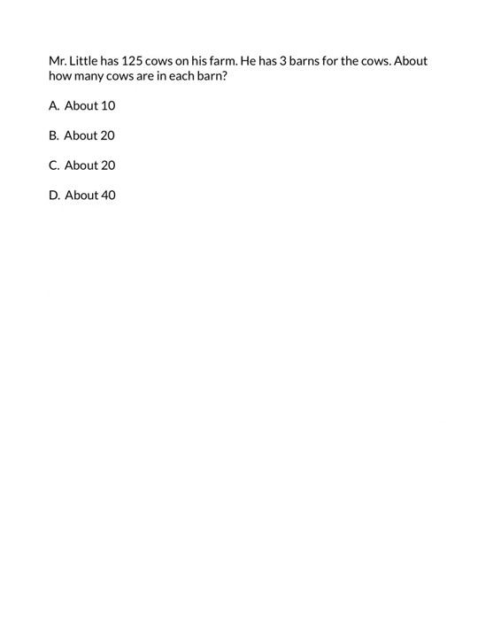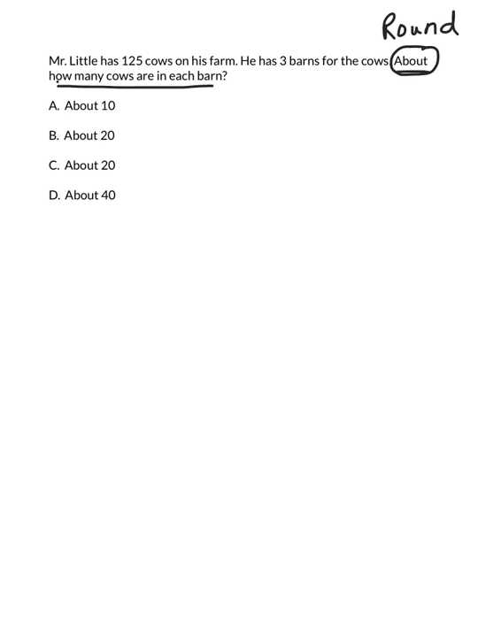Okay, now let's take a look at our problem of the day. It says, Mr. Little has 125 cows on his farm. He has 3 barns for the cows. About how many cows are in each barn? Well, let's see what it is that we need to answer. It says, about how many cows are in each barn. Well, about means that we are going to have to round, because we're estimating.